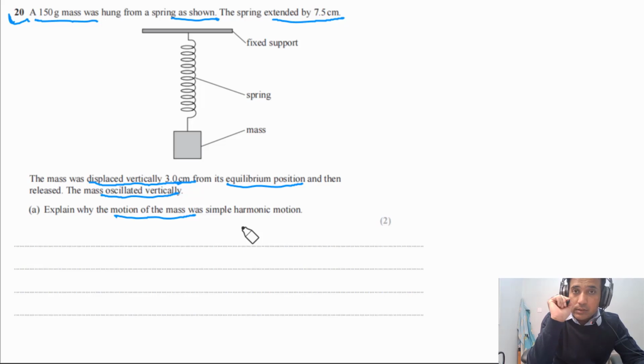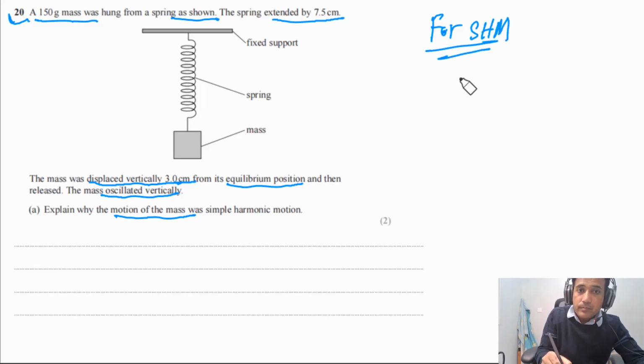Spring force is directly proportional to the displacement. When the displacement is maximum, spring force will be maximum. When the displacement is minimum, spring force will be minimum. And direction of force and displacement, they are in opposite directions. So what exactly I'm saying is that for SHM, you need to understand these conditions.